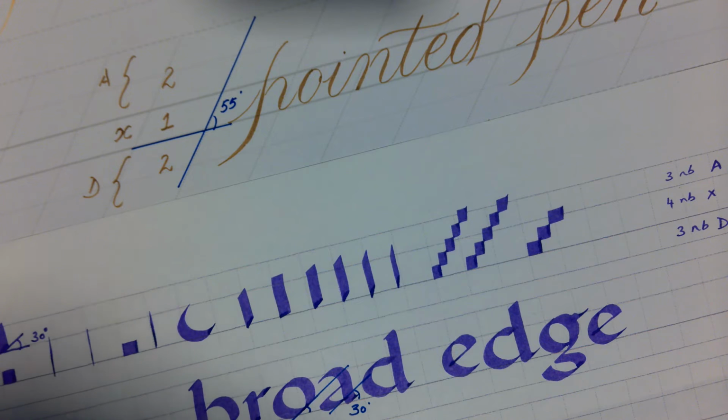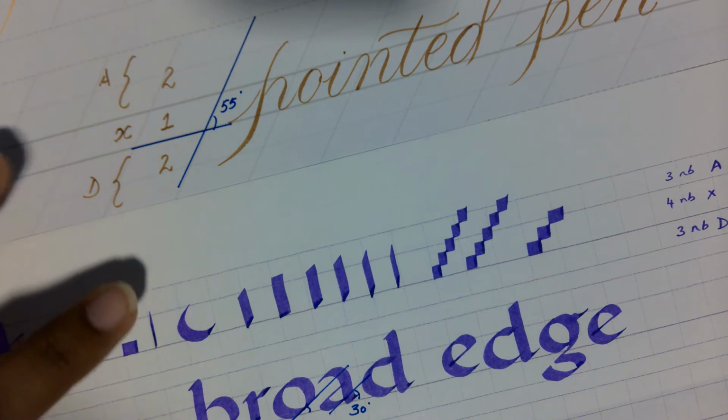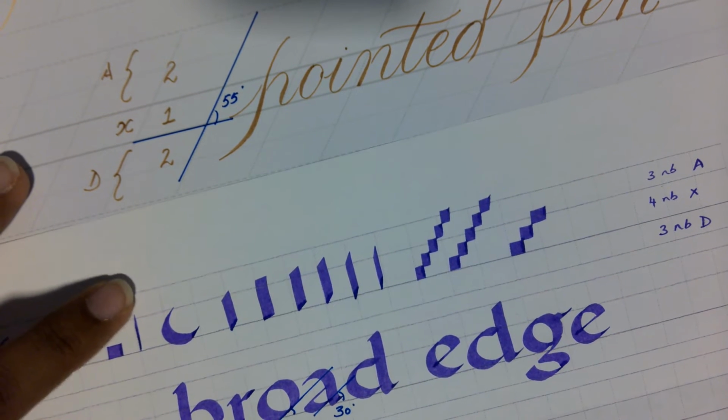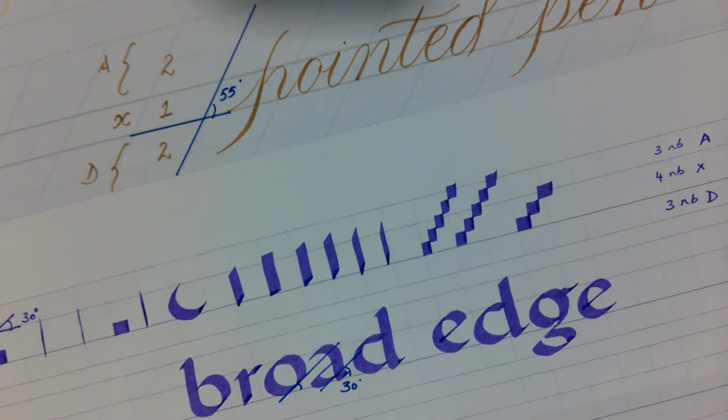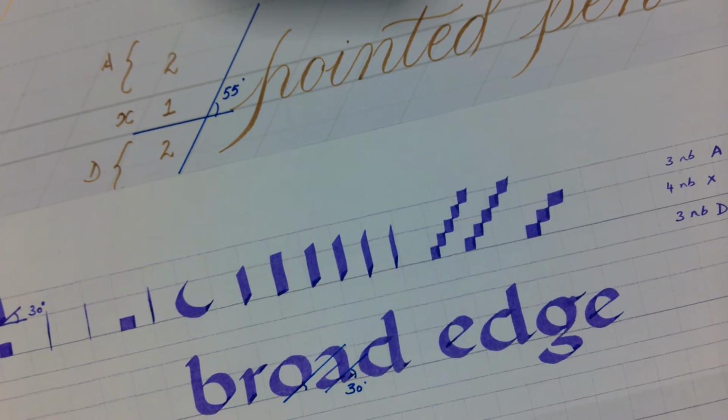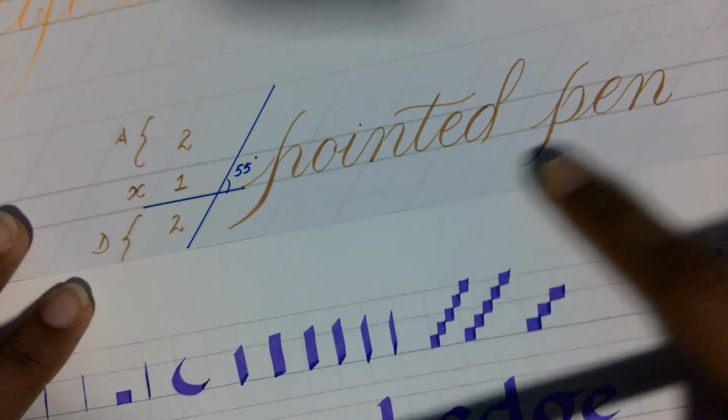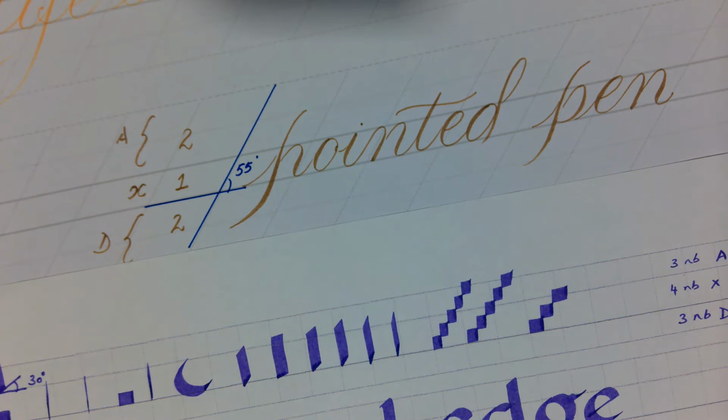And one more difference that you can point out between pointed pen and broad edge calligraphy style is that there's no concept of connections or cursive lettering that is possible with broad edge. But in a pointed pen style, you can always connect the letters and write in a cursive format.